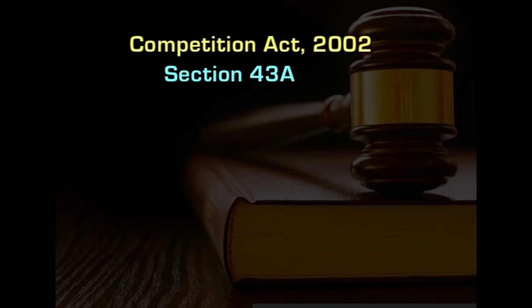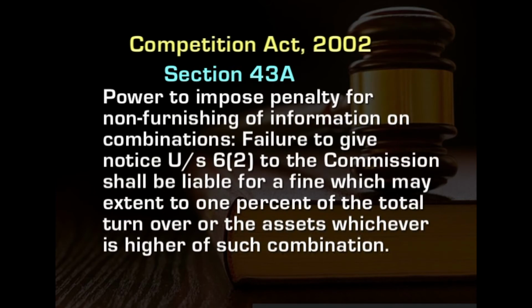Moving on to the next section, that is section 43A, which talks about the power to impose penalty for non-furnishing of information on combinations. Failure to give a notice under subsection 2 of section 6 to the Commission shall be liable for a fine which may extend to 1% of the total turnover or the assets, whichever is higher, of such combination. If you observe, this relates directly to disobedience of the provisions of section 6, which talks about regulation of combinations, and this section 43A directly lays down a sanction for failure to comply with section 6 subsection 2.